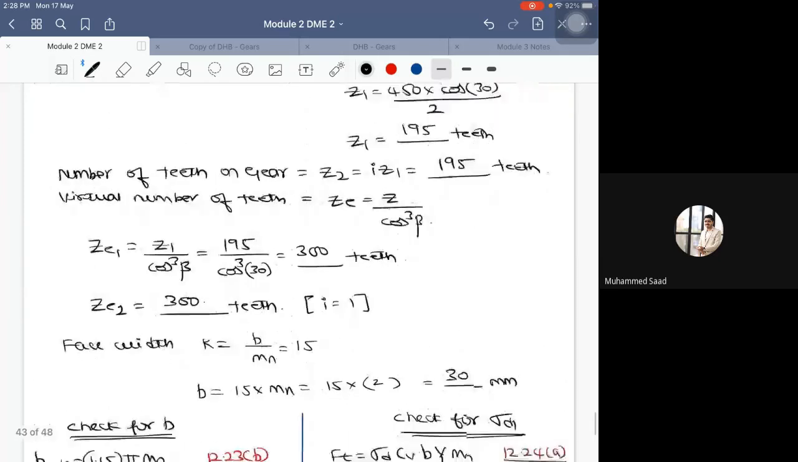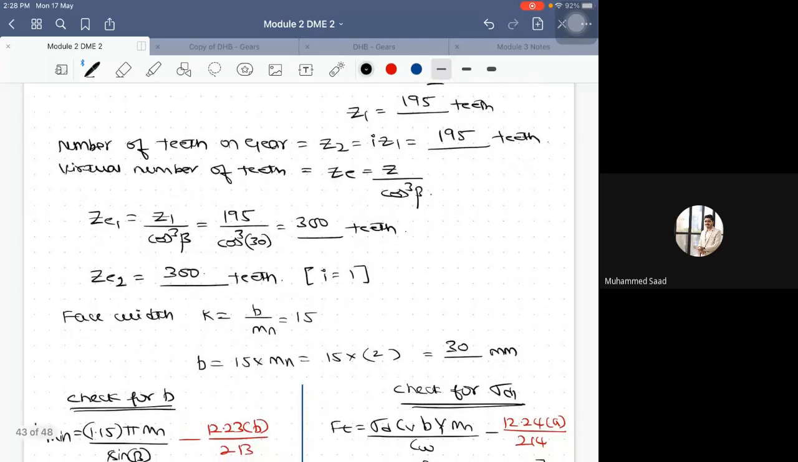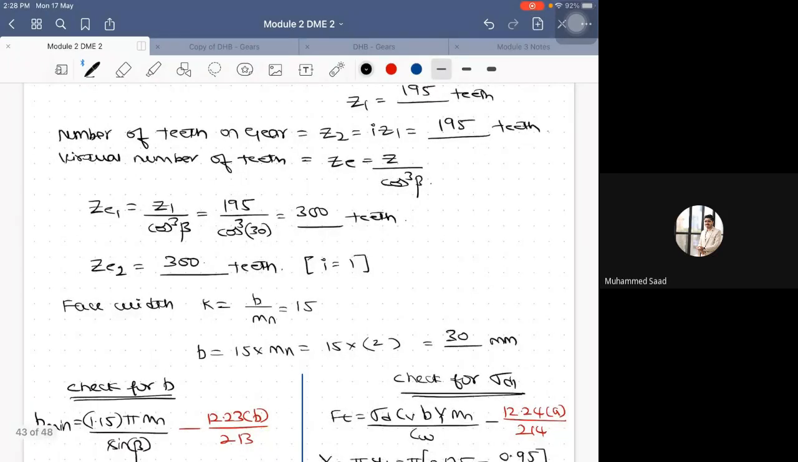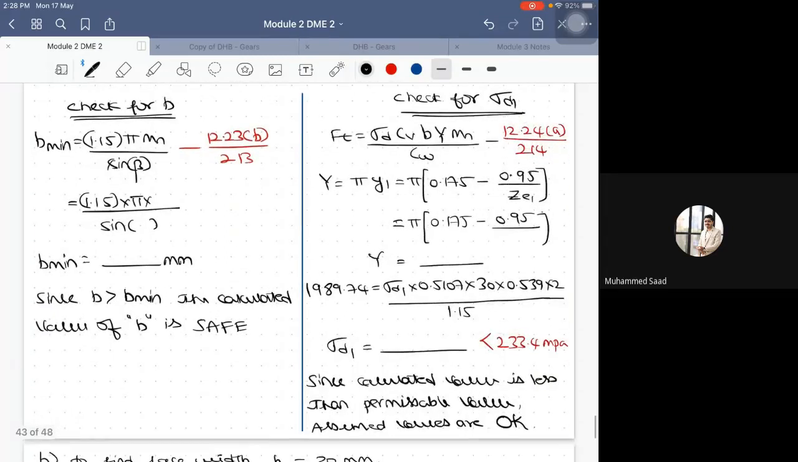Right? So once you calculate the face width, what you have to do, immediately have to check for B. Now, both the things I am doing simultaneously. Checking for B is my first job. Second job is checking for the design stress. First, B minimum you have to calculate, and you have to show that whatever the B you have calculated is greater than the B minimum which was supposed to be.